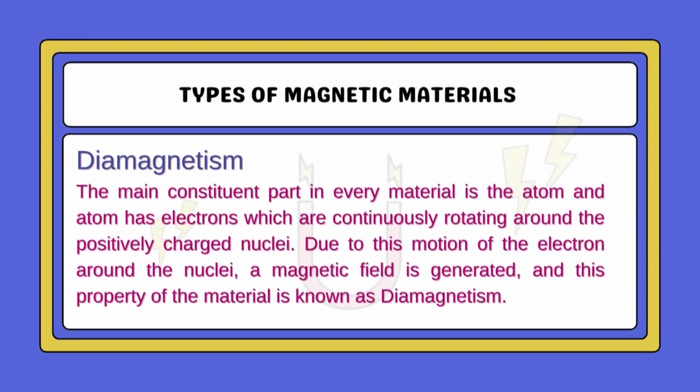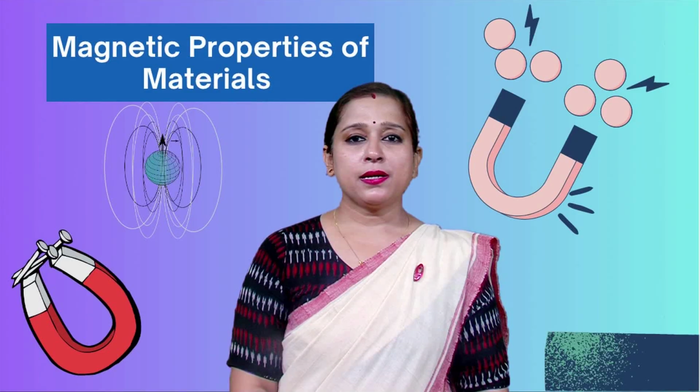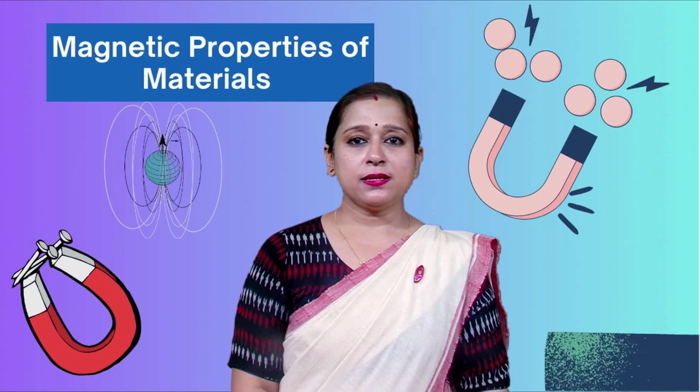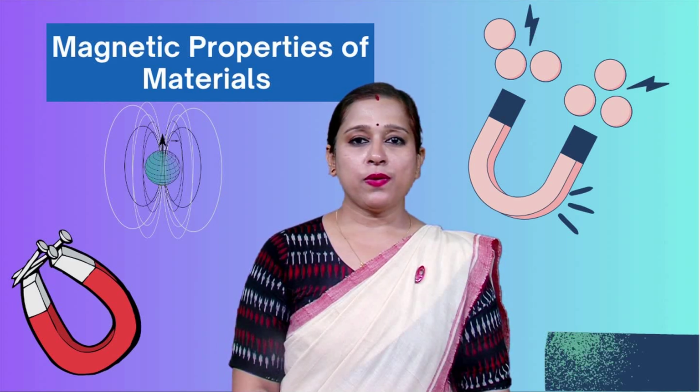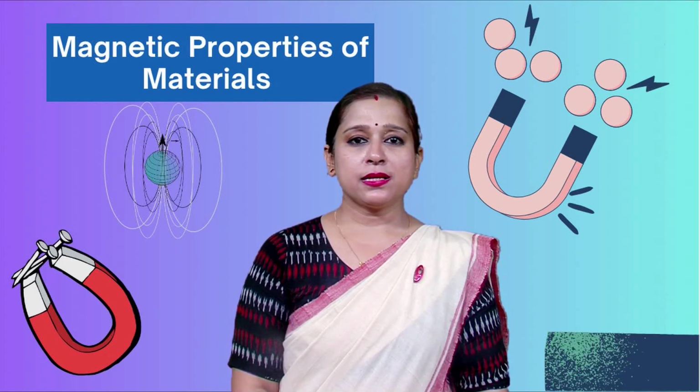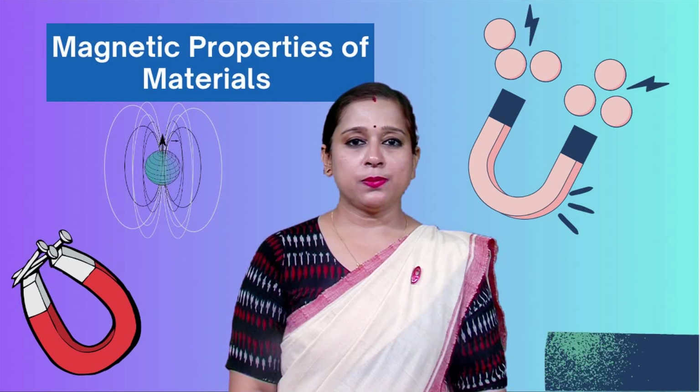An atom has electrons which are continuously rotating around the positively charged nuclei. Due to this motion of the electron around the nuclei, a magnetic field is generated, and this property of the material is known as diamagnetism. The magnetic field developed is so weak that it doesn't exhibit its effect externally. All the materials in the universe are diamagnetic in nature.